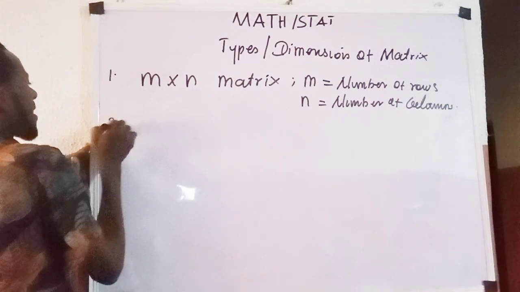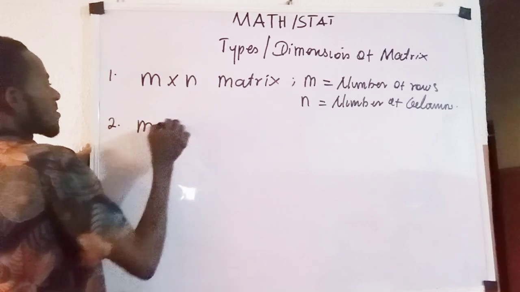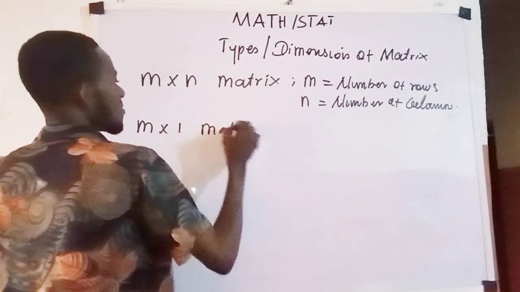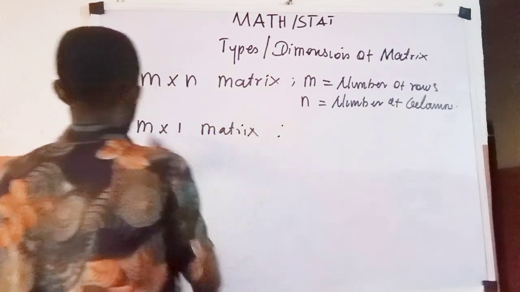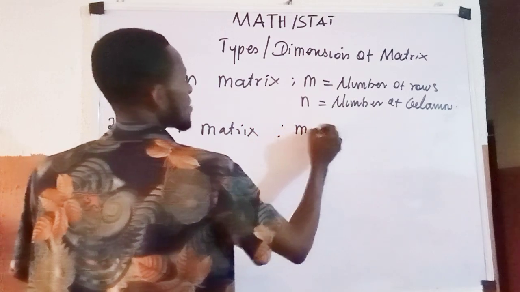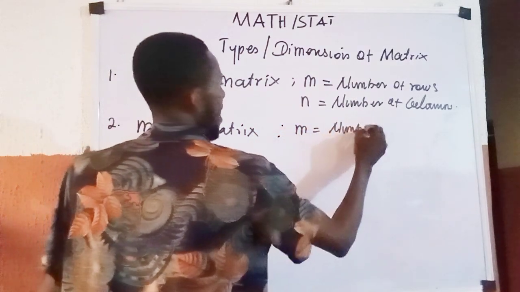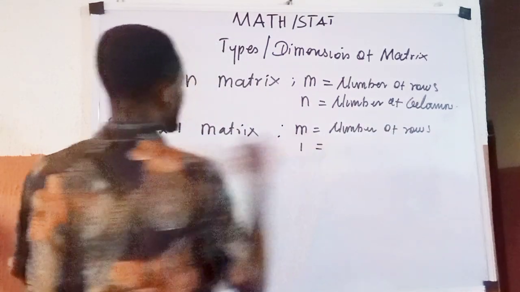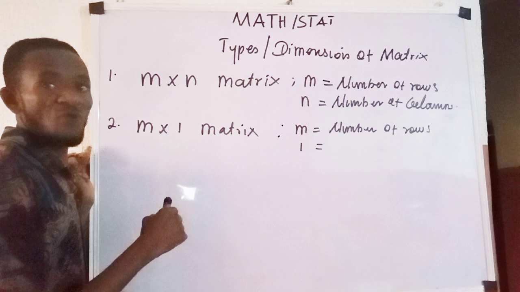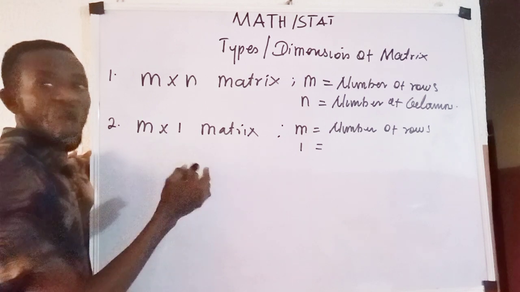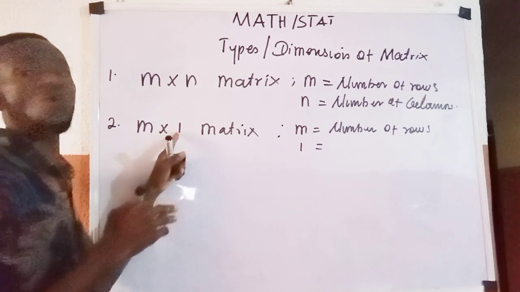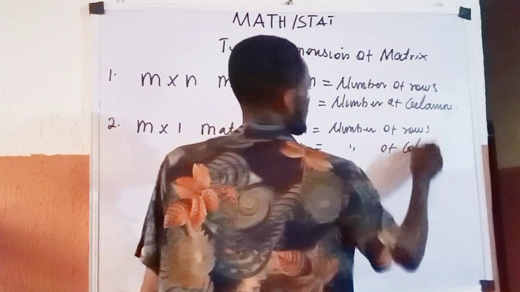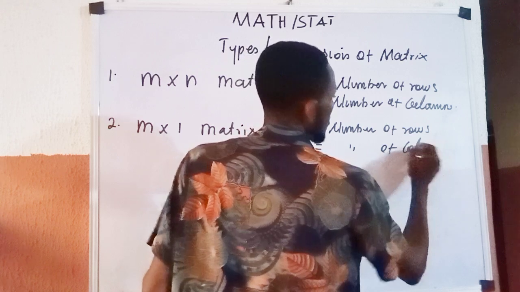Then we have number two, what we call an M by 1 matrix. Here, M equals, as usual, the number of rows, and 1 in this case is the number of columns. So that's the reason why oftentimes we just call it a column matrix.